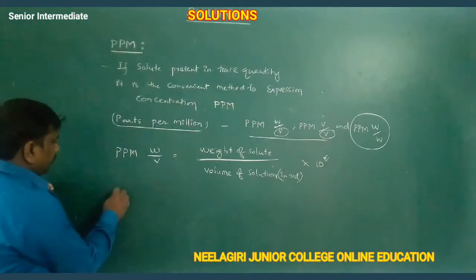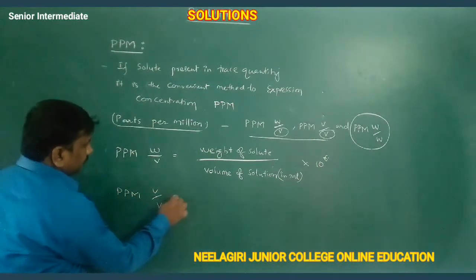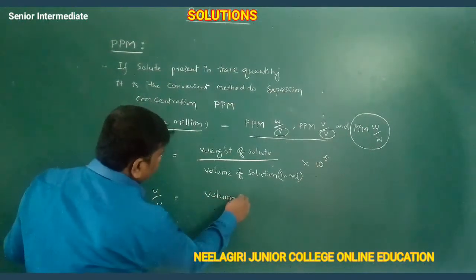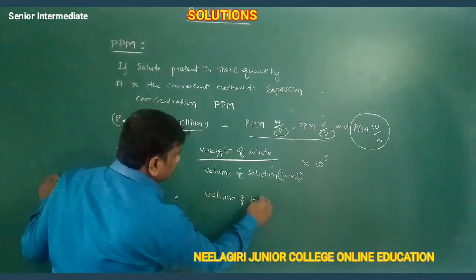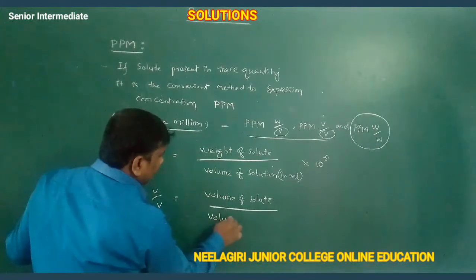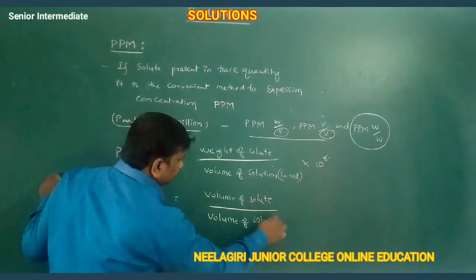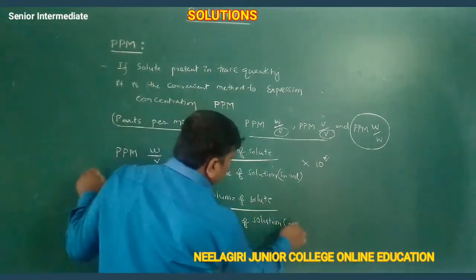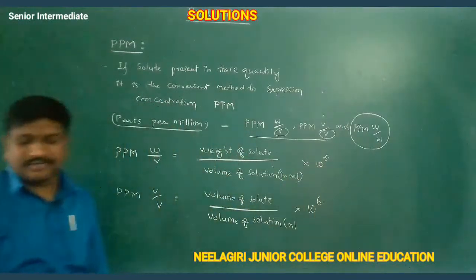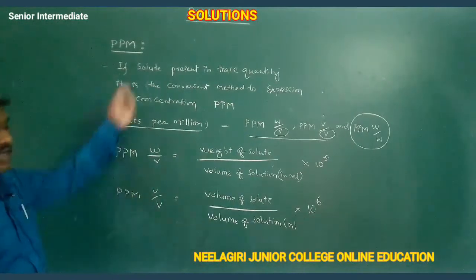Next, ppm volume by volume is equal to volume of the solute by volume of solution in milliliters into million, that is 10 to the power of 6. So this is about ppm.